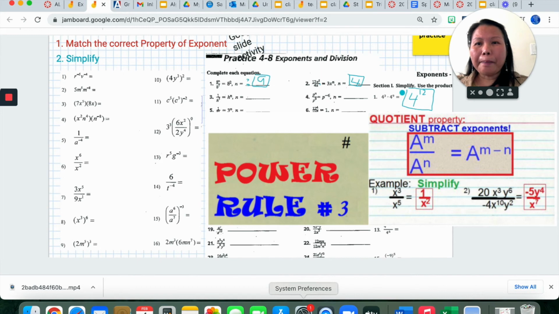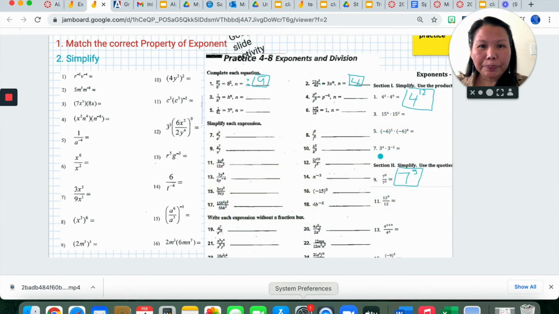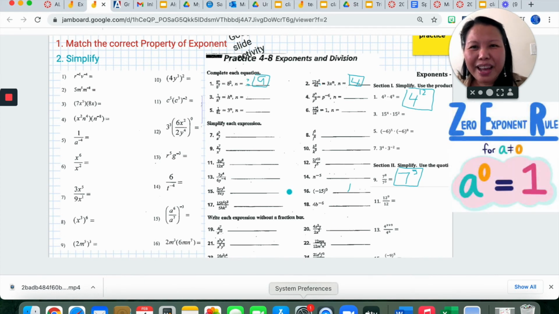Okay, that's the middle part there. Now before I move on, let's pick something that is easy. Miss Nong loved this one: anything to the 0 power is 1. Remember that property of exponents? We have that one.